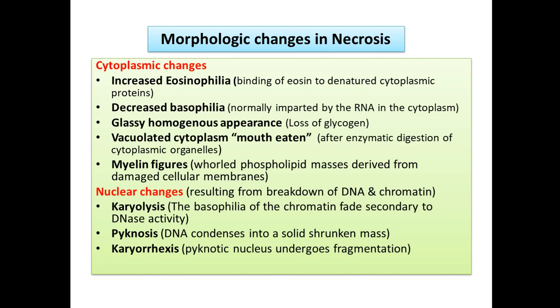As I said, during cell injury there is a switch from aerobic respiration to anaerobic glycolysis, which results in lactic acid accumulation and acidic pH, and this acidic pH will cause shrinking and clumping of the nuclear chromatin. The nucleus will appear as a shrunken, solid, contracted mass. This is known as pyknosis. And the third change is known as karyorrhexis, in which the pyknotic nucleus becomes fragmented and the fragments fall out.